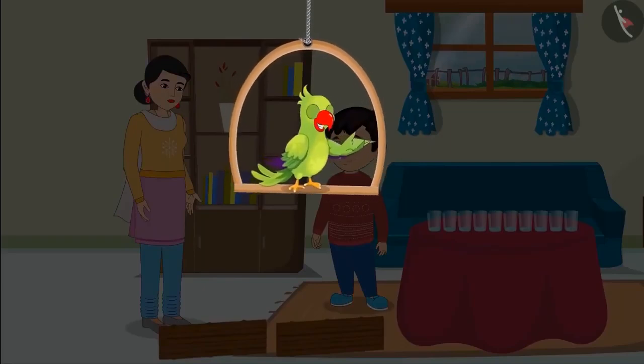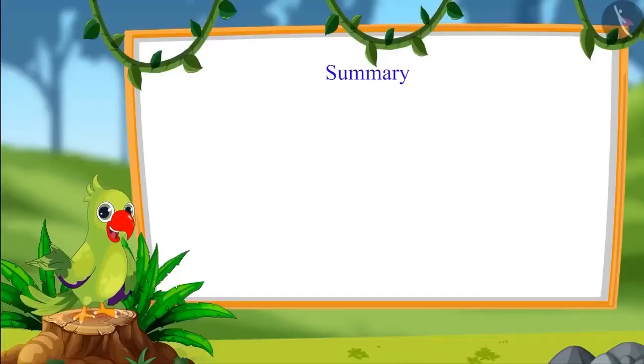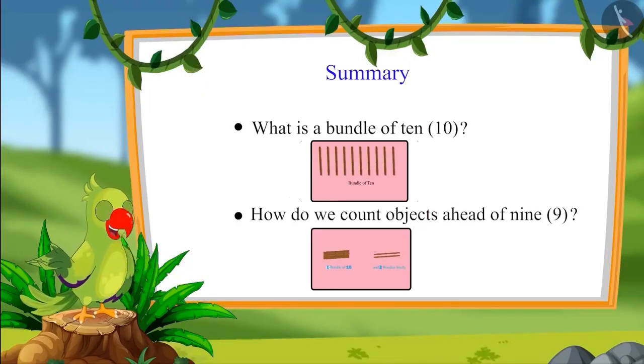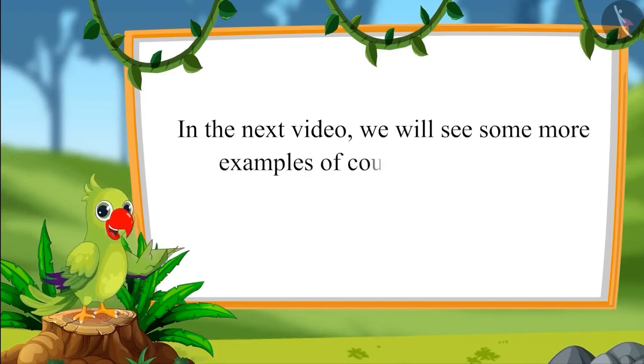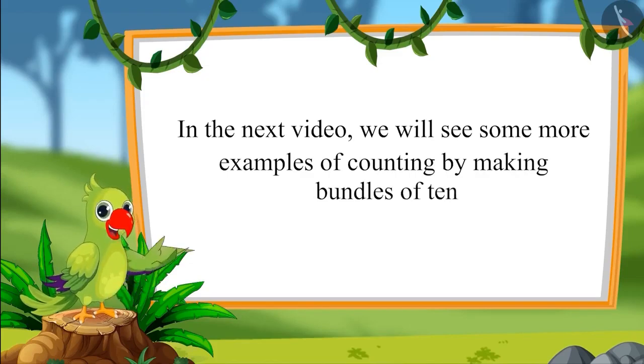You also count the number of objects around by making bundles of 10. So children, that was all for today. In this video, we learned what is a bundle of 10 and how do we count objects ahead of 9. In the next video, we will see some more examples of counting by making bundles of 10. Till then, bye friends.